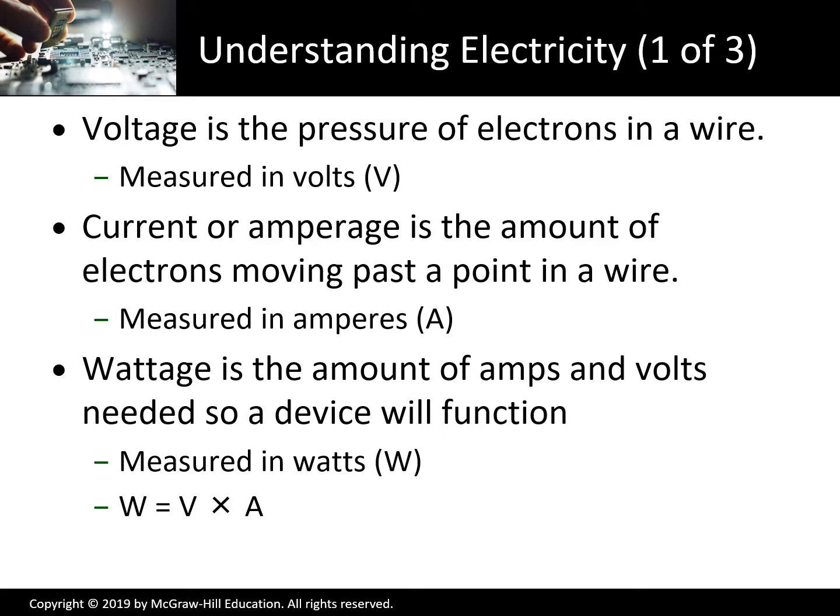Voltage is the pressure of electrons in a wire, measured in volts. There's actually a guy named Volta. Then current, or amperage, is the amount of electrons moving past a point in the wire. Wattage is the amount of amps and volts needed so a device will function. And there are beautiful mathematical equations. The watts equal the volts times the amps.